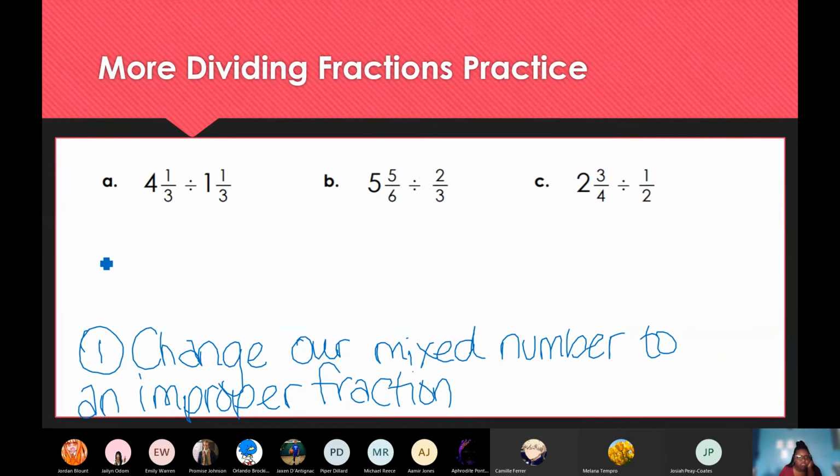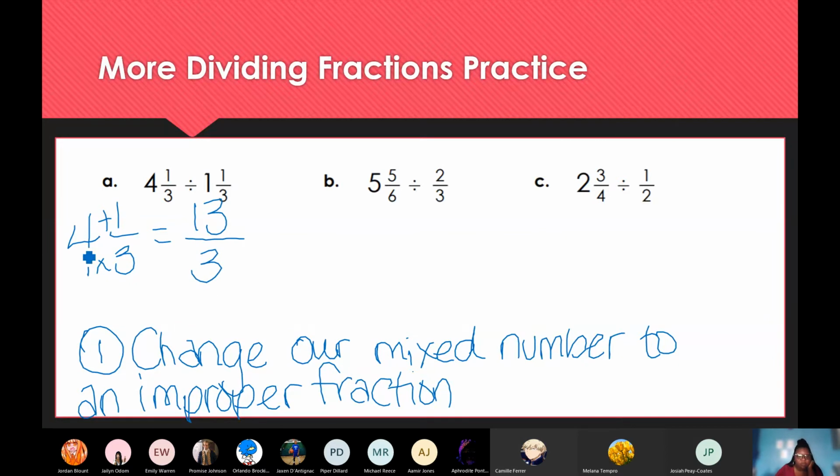So the first thing we need to do is change this mixed number to an improper fraction. Remember, there's a tutorial on this in our fraction folder. To change a mixed number to an improper fraction, we multiply the denominator by the whole number and then add the numerator to that product. In other words, 3 times 4 plus 1. What's 3 times 4? 12. Plus 1? 13. So 13 is our new numerator and 3 is our denominator.